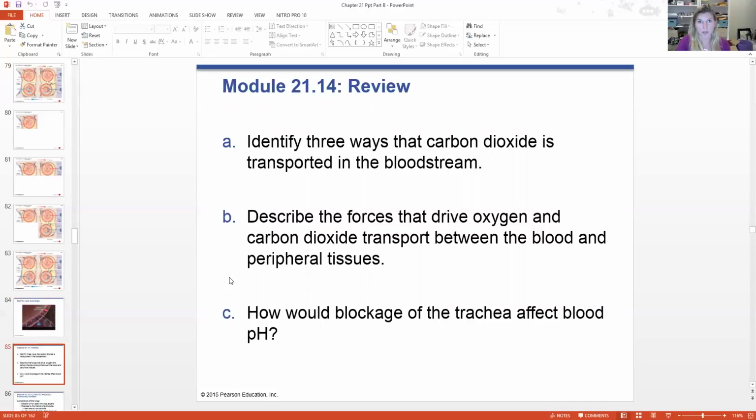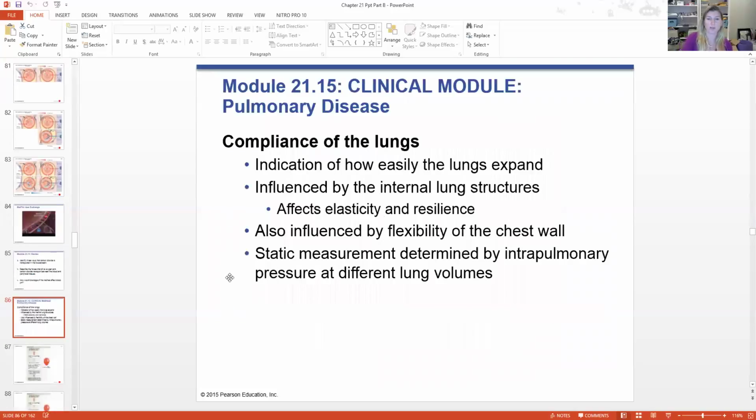You can pause the video here, go back and review this section. We're going to keep going with this section and talk about lung compliance in pulmonary diseases. The compliance of the lungs is basically how easily our lungs expand and contract. This is influenced by the internal lung structures like the elasticity and the resilience. It's also influenced by our chest wall, how well our ribs move. If we have arthritic ribs or some type of bone or joint disorder, the lung and rib cage might not be able to expand as easily.